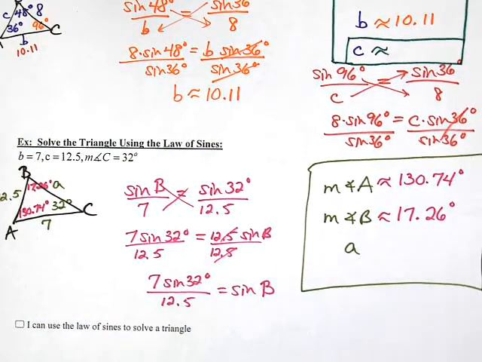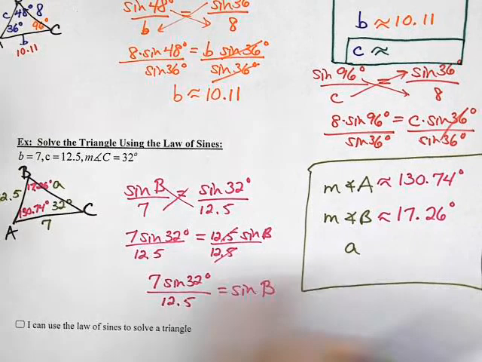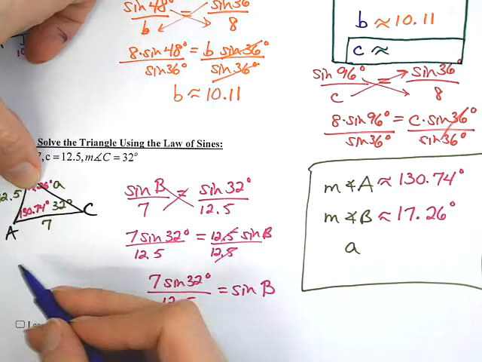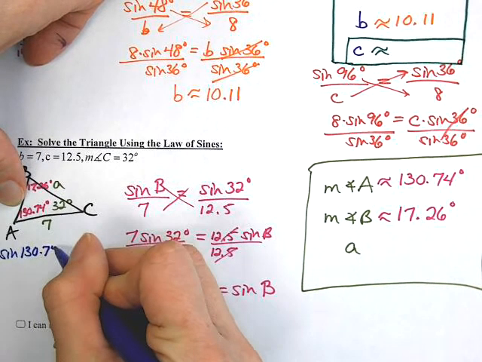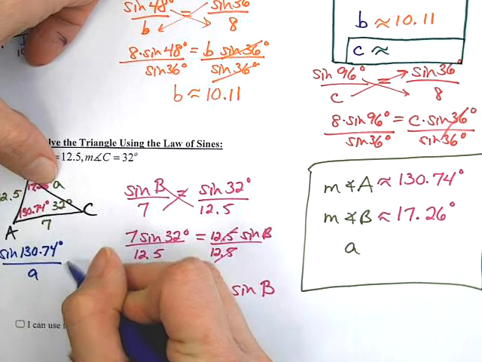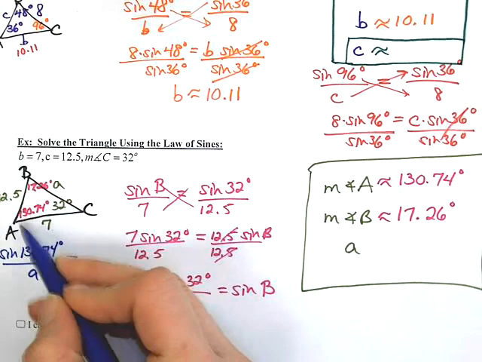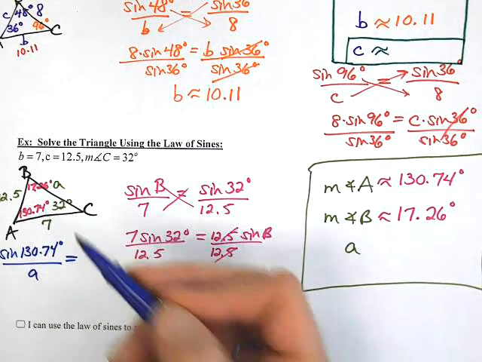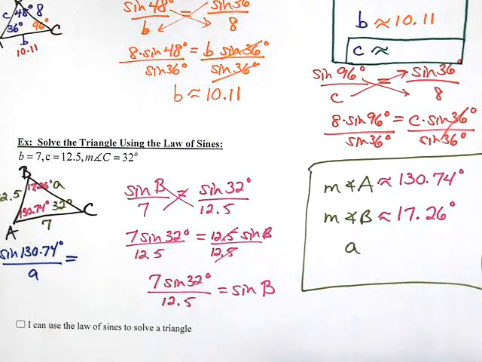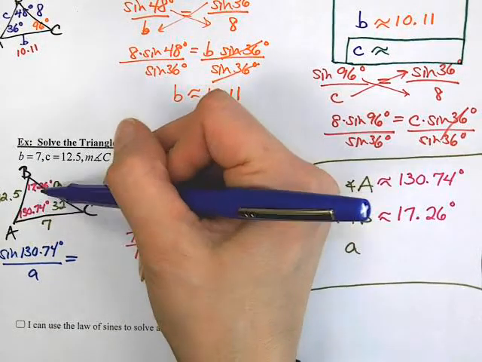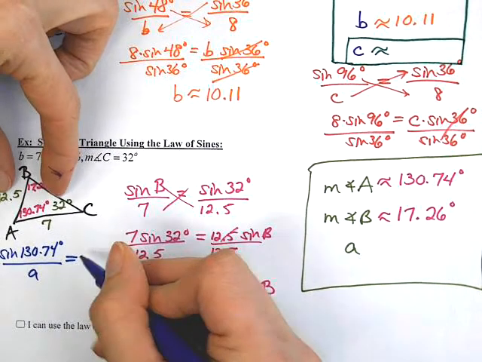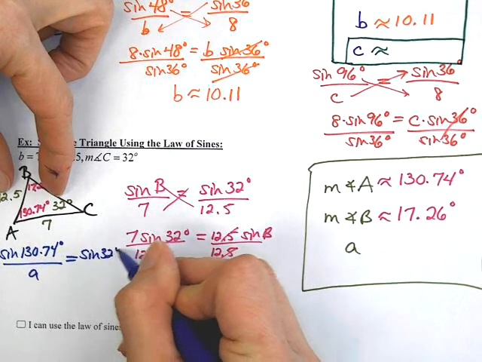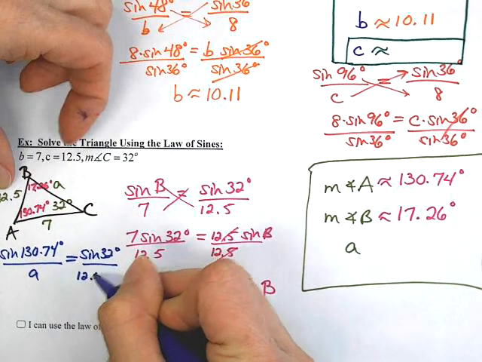And now we have to find side little a. We've got one more calculation to do. So let's start our law of sines. It's got to be sine of 130.74 degrees over side A. I know we said try not to use a rounded answer if you can, but we have to use that. Now our other options are the rounded one with 7. Oh, let's use this one. Let's say sine of 32 degrees over 12.5.